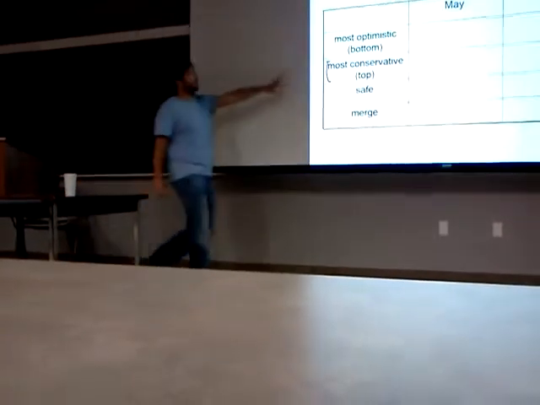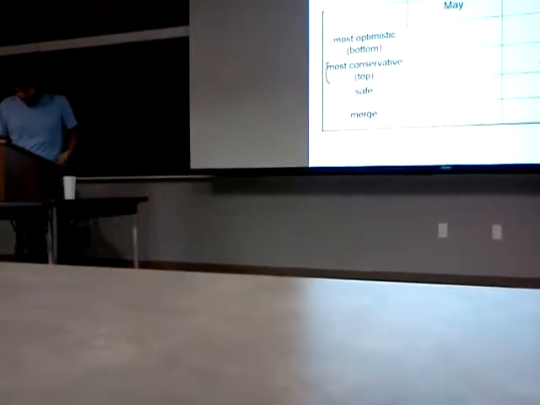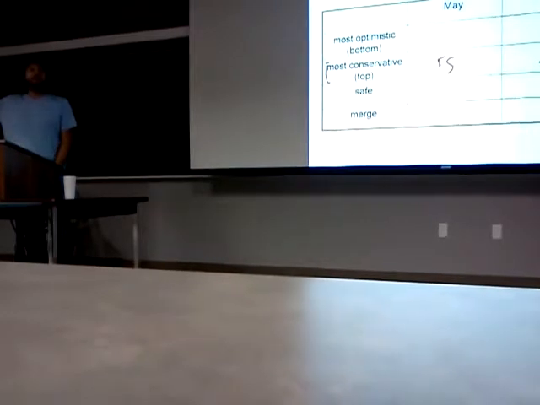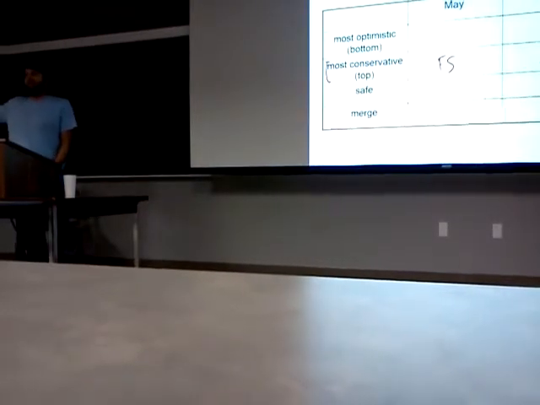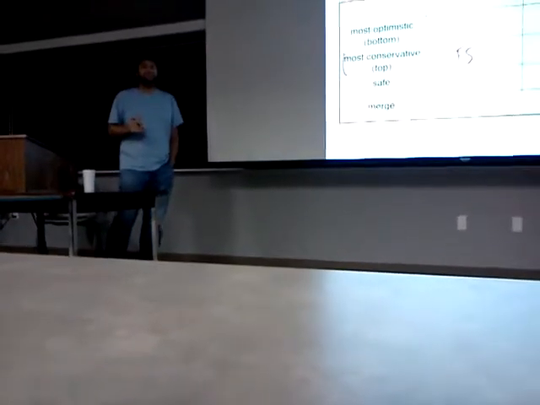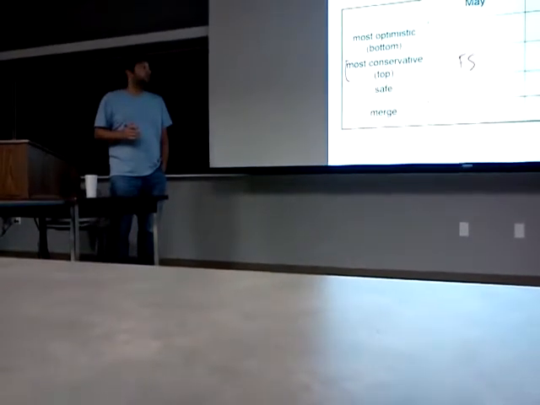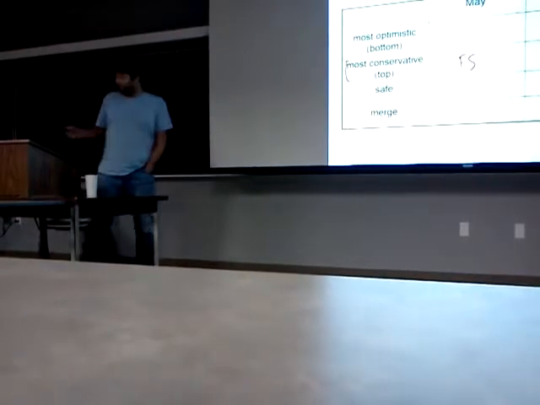What about the most conservative for a may analysis? It's the full set, right? You just return everything. You're like, okay, all facts, I just give up. Full set will contain all the variables plus 5. Plus what? Union 5? You mean the empty set?